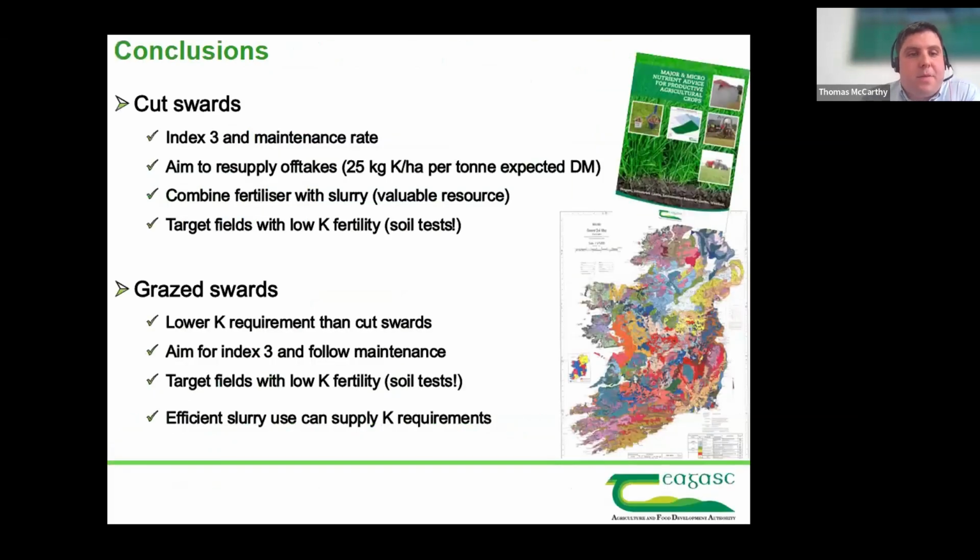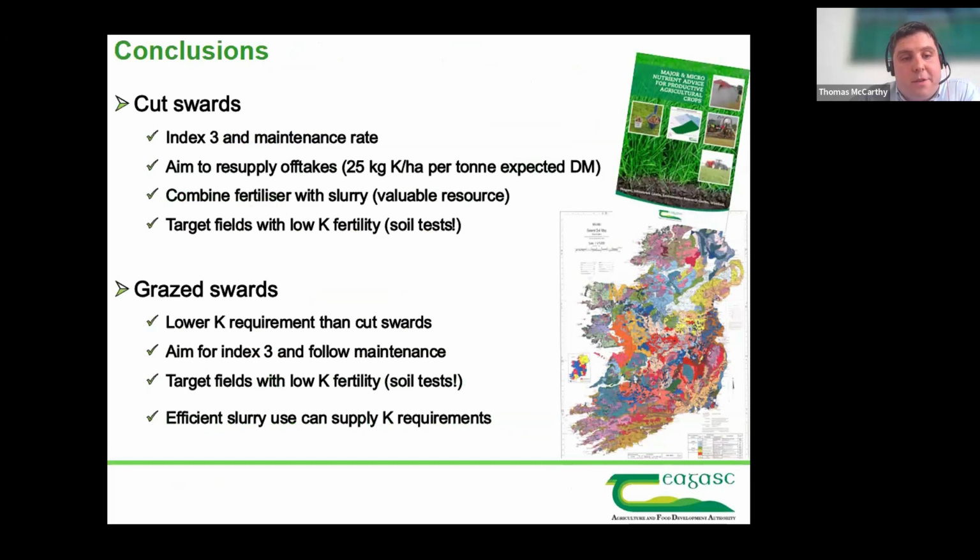So just to conclude, on cut swards, maintain index 3 with a maintenance regime. And as a general rule of thumb for the fertilizer program, for every ton of expected dry matter, 25 kilograms of K per hectare would be the recommended rate. And obviously combine your fertilizer regime with your slurry, it's a very valuable on-farm resource, and target those fields with the low soil K fertility.